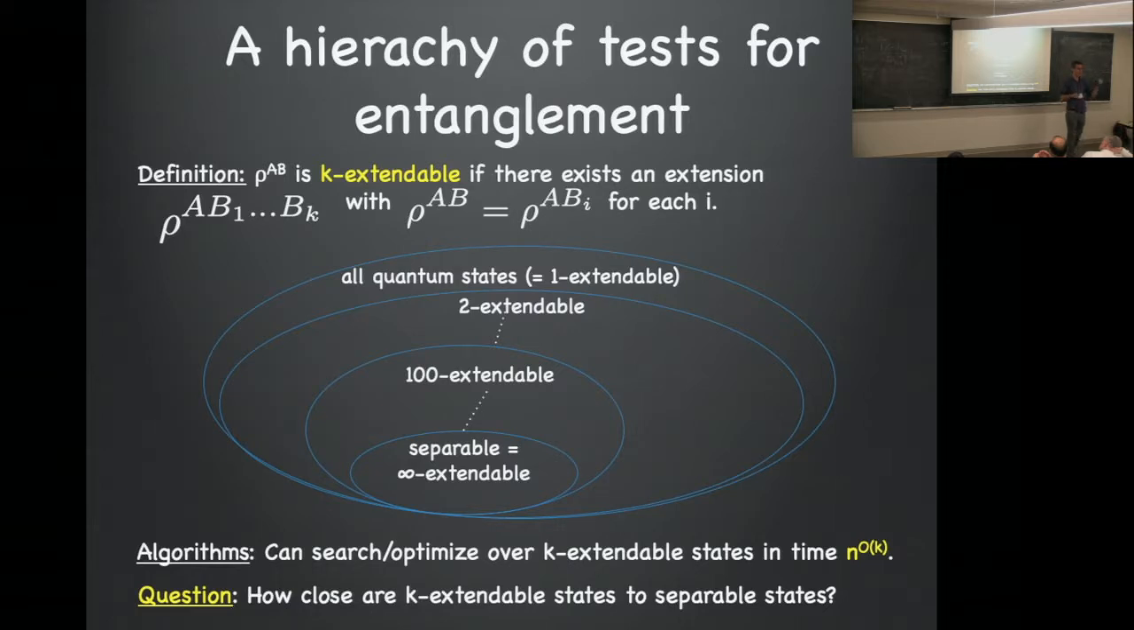And now from an algorithmic point of view, the dimension of these things is growing exponentially with K. The runtime is n to the order of K. I do a semi-infinite program to search for this extension. So what I really care about is how quickly this is converging as a function of K. Just like what I said for sum of squares.